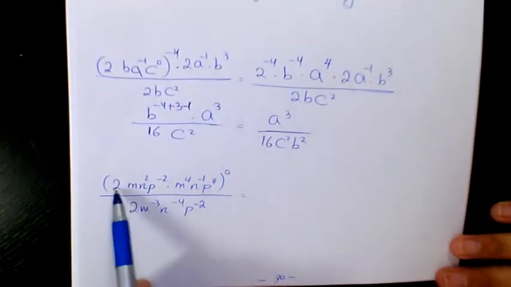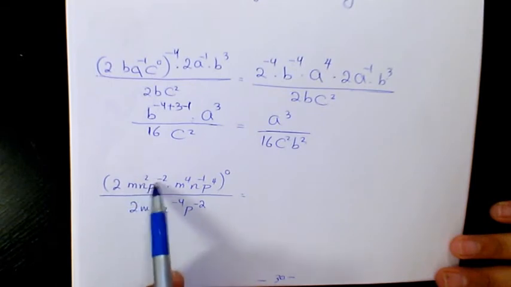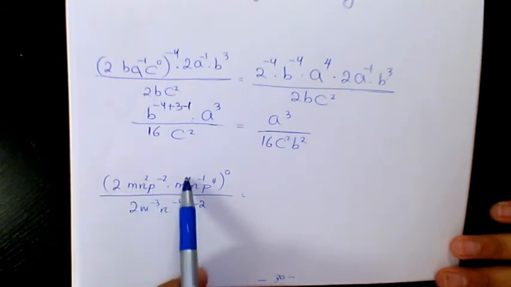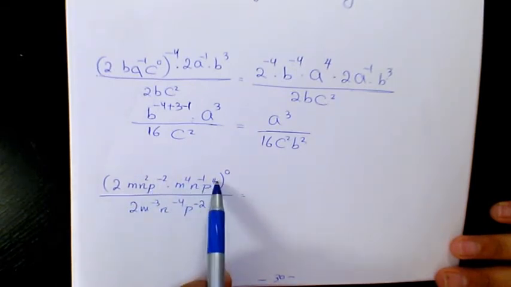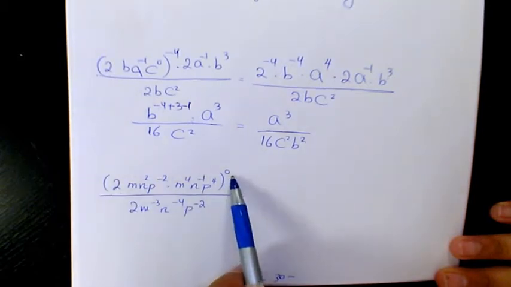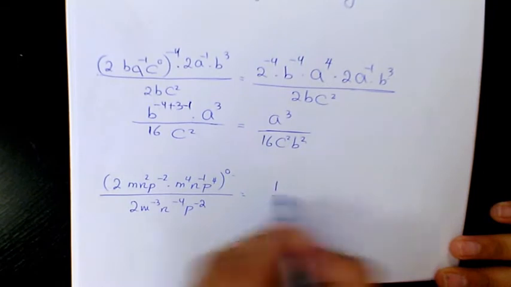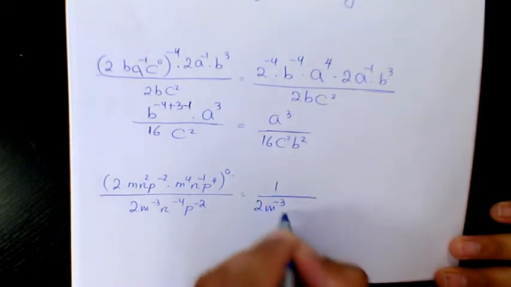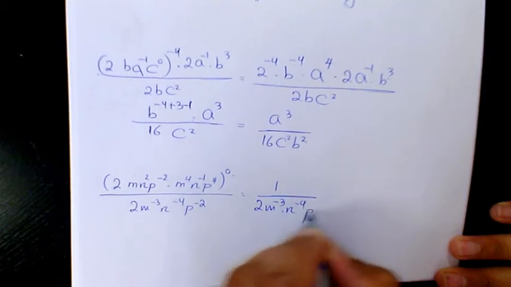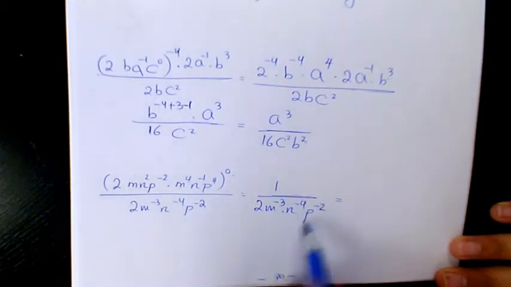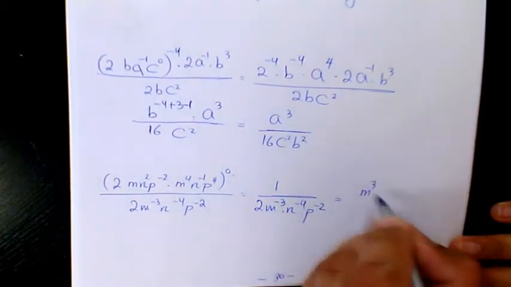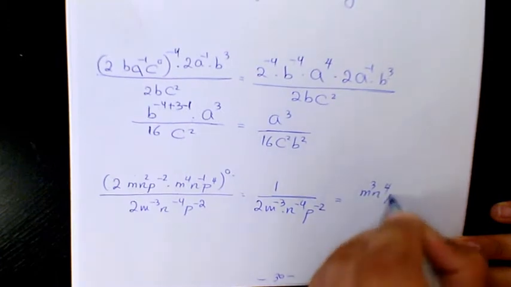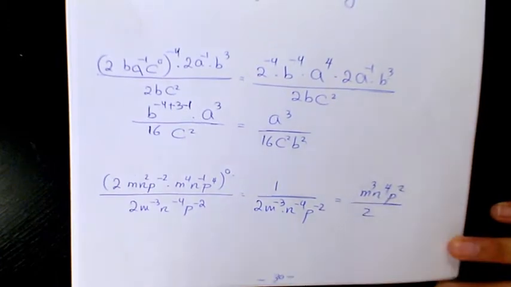Next one. 2mn squared p to the power of negative 2 times m to the power of 4 n to the power of negative 1 p to the power of 4. We don't care what we have here. We just look at this, because to the power of 0, it's just going to be 1. 2m to the power of negative 3, n to the power of negative 4, p to the power of negative 2. Or you can make them positive and bring it in the numerator. That's it. Next example.